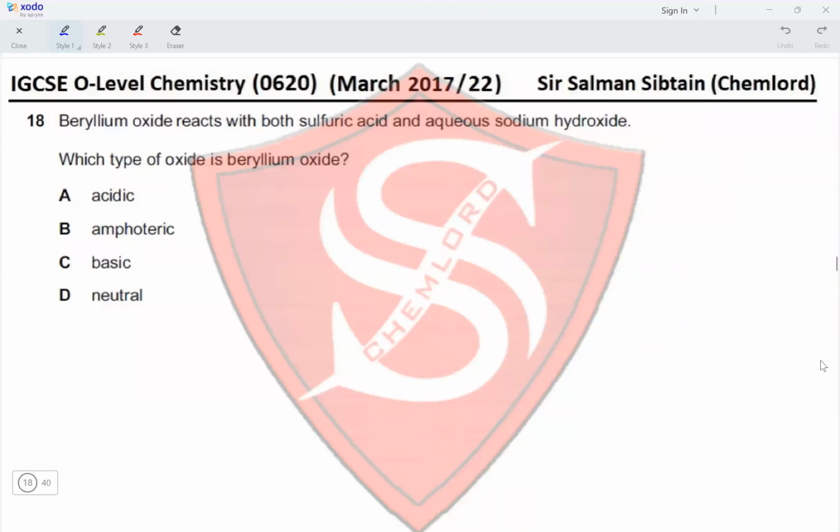Question 18. Beryllium oxide reacts with both sulfuric acid and aqueous sodium hydroxide. Which type of oxide is beryllium oxide? Since it is reacting with an acid, it is a basic oxide. And since it is reacting with a base, it is an acidic oxide. So, since it is reacting with both acids and bases, it is an amphoteric oxide. Therefore, option B is the correct option for this question.